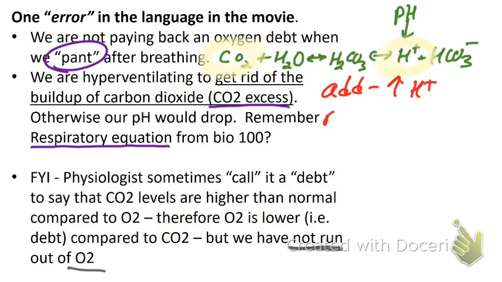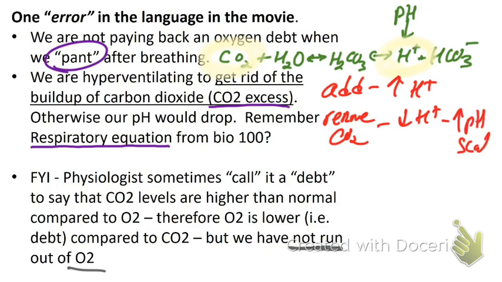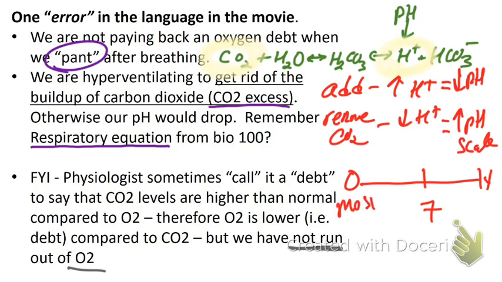If you remove CO2, you're going to have a decrease in free hydrogens in the system. A decrease in free hydrogens would be going up on the pH scale. An increase in free hydrogens would mean you're going down on the pH scale. Remember your pH scale running from 0 to 14. You have the most free hydrogens down at the zero end, and the least free hydrogens up at the top end, right? In fact, at 14, you have no free hydrogens.